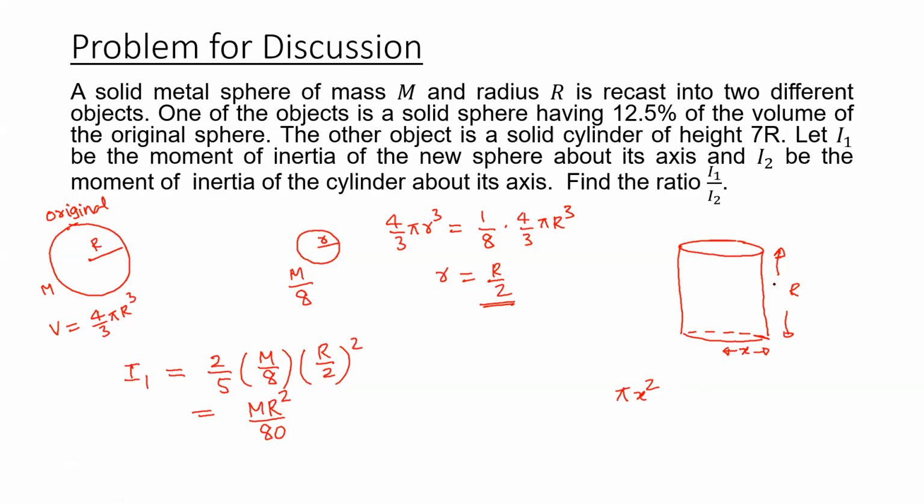Okay, so the volume of this is pi x square into 7r. Now, can I say that if the volume of the small sphere is 1/8, the volume of the cylinder will be 7/8 of the original sphere? So I can take 7/8 of the original sphere volume, which is 7/8 into 4/3 pi r cube.